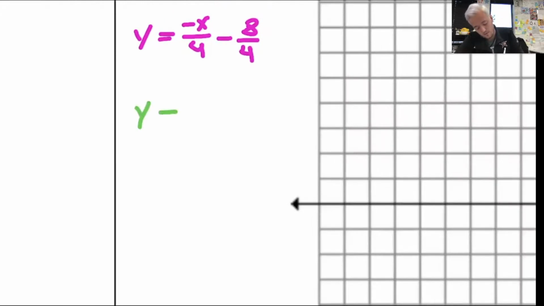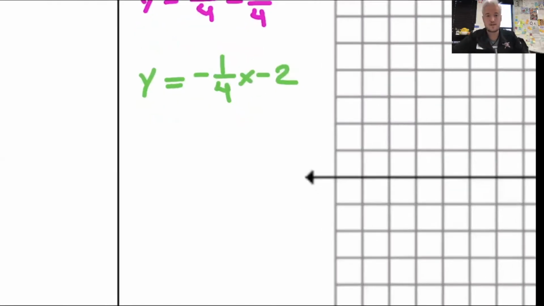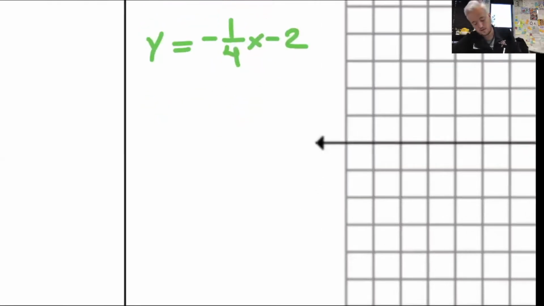All right, so I'm going to move the negative out front, move the x to the side. So my value here is 1/4. And then negative 8 over 4 is minus 2. All right, so my equation here is y equals negative 1/4 x minus 2. So my slope is negative 1/4 with a b value of negative 2.